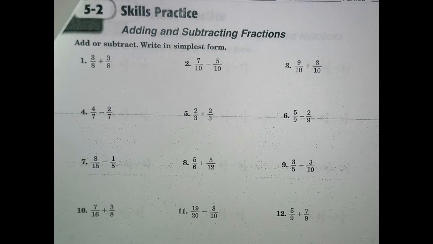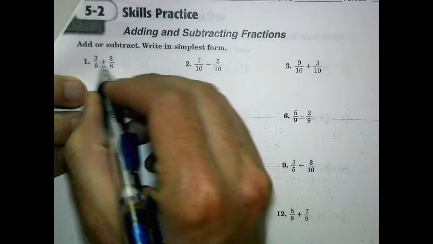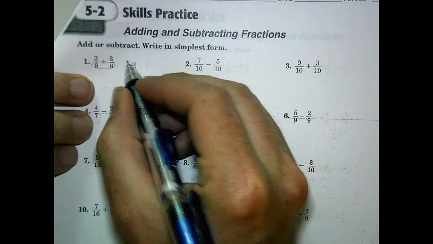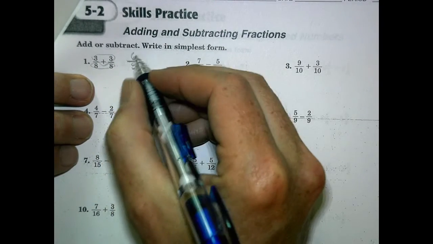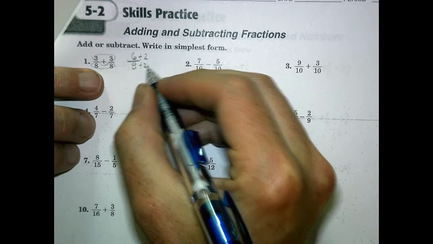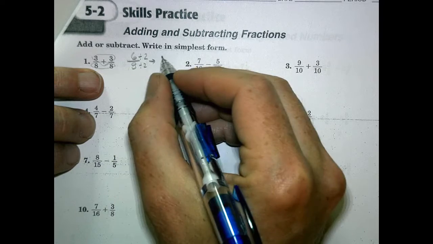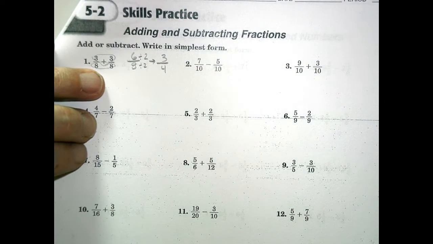All right, here we go. Some of these are going to be easy, some a little more challenging, right? All right, number 1, pretty easy. Same denominator. We put them on the bottom, no problem. We add it up. 3 plus 3 is 6, and we're good. Simplest form, I'm going to reduce. One more step. Divide that by 2, divide that by 2, and we end up with 6 divided by 2 is 3, 8 divided by 2 is 4, and that's as small as we can get it.